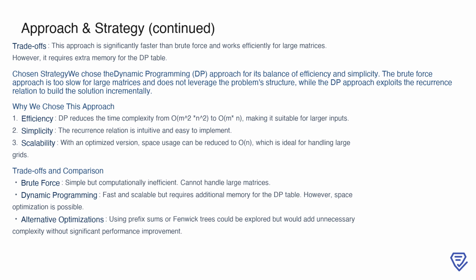The brute force approach, while easy to understand, is computationally prohibitive for larger inputs and fails to utilize the problem's underlying structure. On the other hand, the DP approach efficiently reduces the time complexity to O(m*n) and provides a scalable solution. Additionally, the recurrence relation used in the DP approach is intuitive, making the implementation straightforward. Alternative methods, such as using prefix sums or Fenwick trees, were considered but deemed unnecessarily complex without offering meaningful performance gains. Therefore, dynamic programming emerged as the most practical strategy, being both efficient and adaptable to optimization.